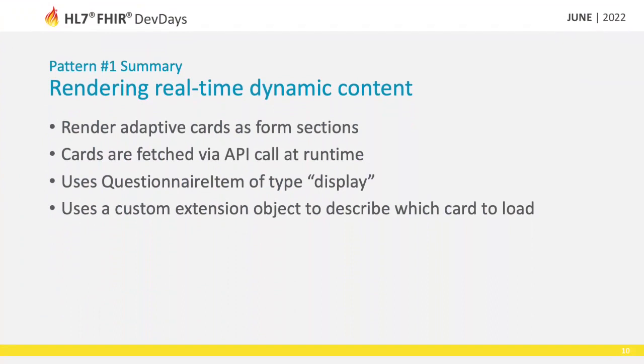This pattern allows us to build a library of adaptive cards that can then be fetched and rendered on forms at runtime. Cards are fetched via an API call, and a placeholder card is displayed while the fetch is in progress. We use a custom extension object on a questionnaire item resource to drive this pattern.